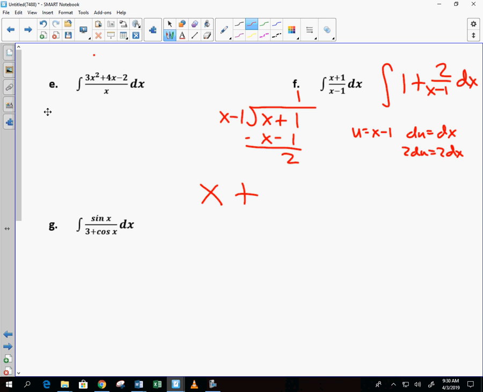I'm just focusing on the 2 over x minus 1. So then I have the integral of 2 du, and what's left? 1 over u. What's the antiderivative of 1 over u? So you can see I get 2 times the natural log of x minus 1.